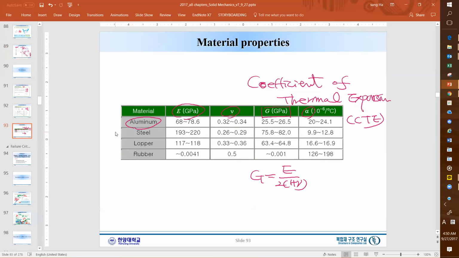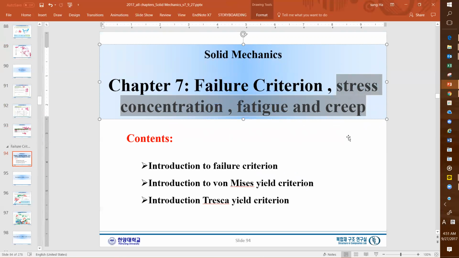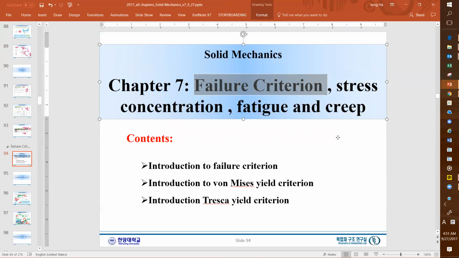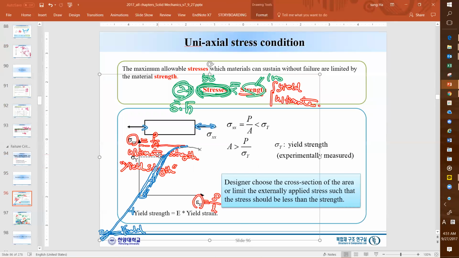That is what I'd like to mention today, and now I'd like to spend some time describing Chapter 7, failure criterion. It covers failure criterion, stress concentration, fatigue, and creep. We're not going to cover too much about these advanced topics, but mainly failure criterion. But what is a failure criterion? What is a failure criterion? That is the important concept.